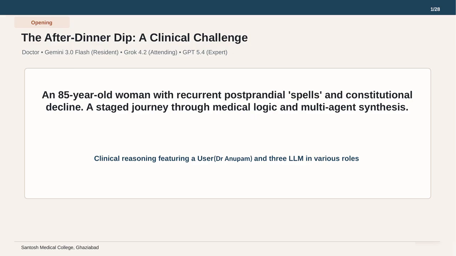We will be walking through a staged journey of medical logic featuring me, the user, interacting with three different large language models acting in various clinical roles. This multi agent synthesis will help us unpack the diagnostic reasoning step by step. We will see how different artificial intelligence perspectives can challenge our assumptions and refine our clinical thinking when faced with a complex, evolving patient presentation. Let us look at the specific goals we aim to achieve during this session.